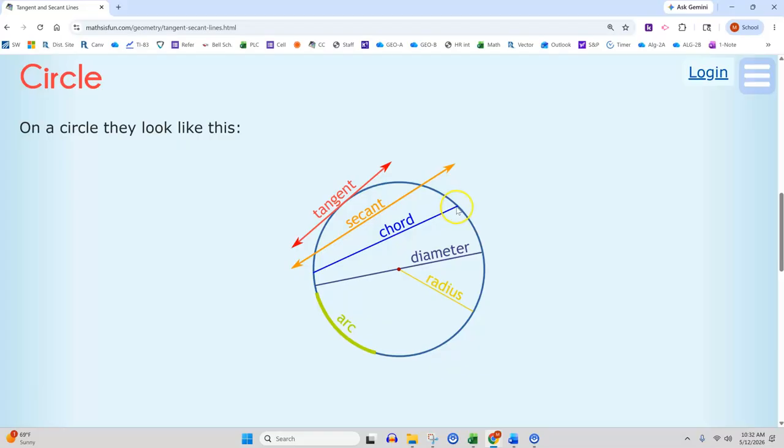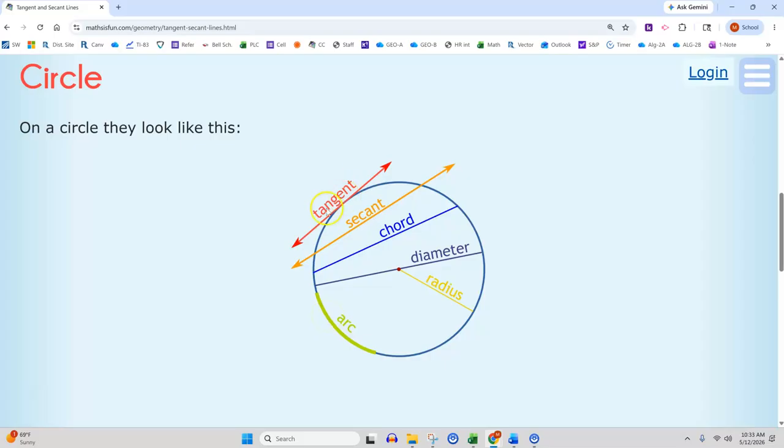A chord goes from one point on the edge of the circle all the way to the other side, but this chord does not go through the center, so it's just a chord. It's not the diameter. A secant, I don't know if we've learned about this yet, is a line that goes all the way through both sides of a circle. An arc is part of the circumference, part of the circle.